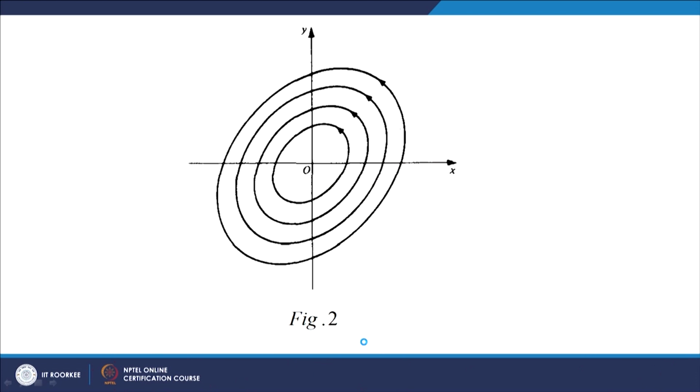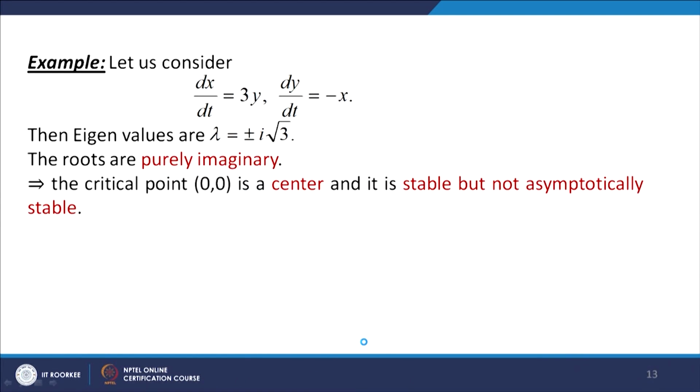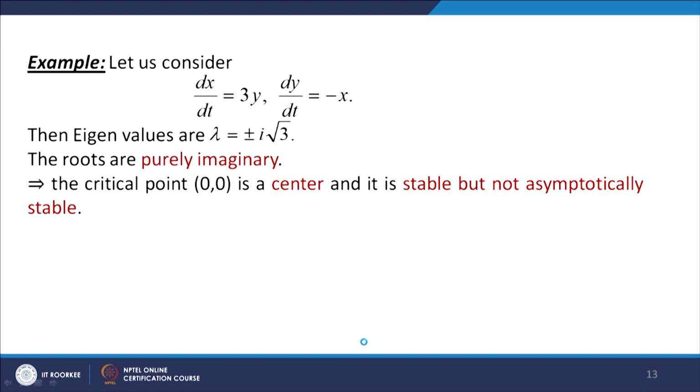So, here we have a node, but we have an unstable node. So we have a center in this situation, but it is stable but not asymptotically stable. So we have this situation.